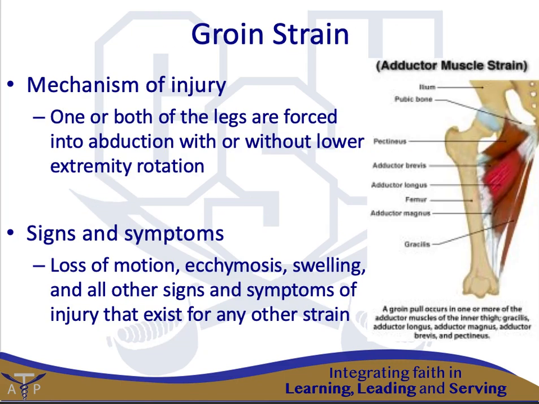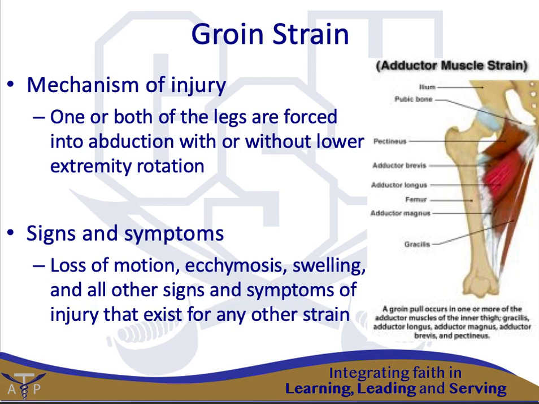A groin strain, again, very common in athletics. The groin muscles or the adductor muscles run along the medial thigh, and these include the adductor longus, magnus, and brevis, as well as the gracilis and pectineus. These muscles are commonly injured in athletics with activities that require running and sudden changes of direction. So if someone's cutting a lot, or a lot of groin strains occur in hockey and how they skate.